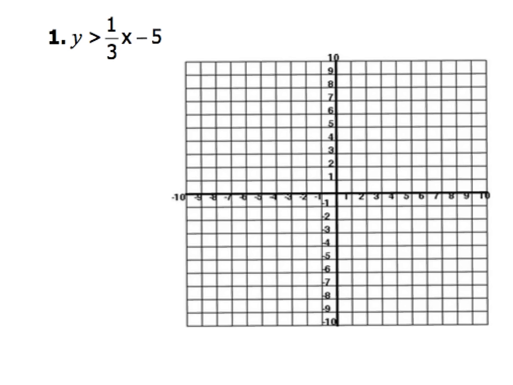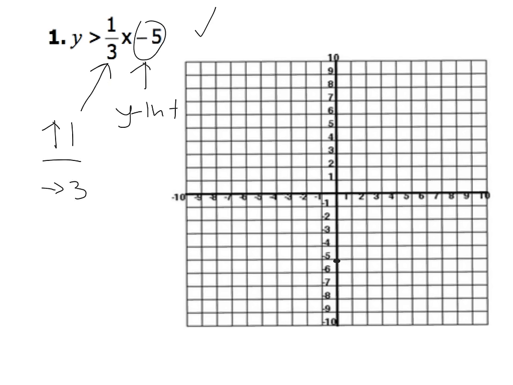Okay, so number 1, we have y is greater than 1/3 x minus 5. It's already in slope-intercept form, so let's move on. Let's go ahead and graph it. I know my y-intercept is negative 5, so go down to negative 5, plot a point. And then I'm going to be going up 1 to the right 3 because I've got a slope of 1/3.